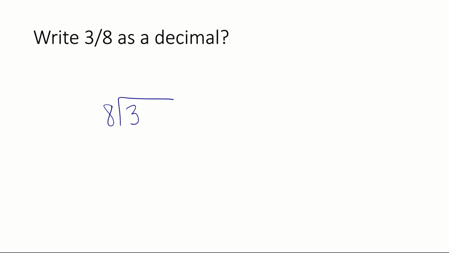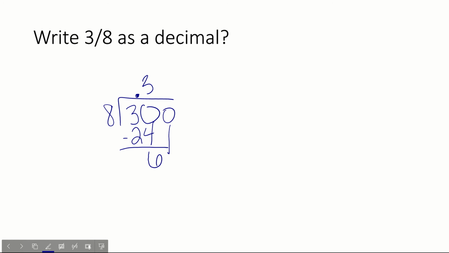8 doesn't go into 3. We got a decimal. We got a 0. 8 goes into 30 3 times, that's 24. We subtract to get 6. We add a 0, bring it down. 8 goes into 60 7 times, that's 56. We subtract to get a 4.